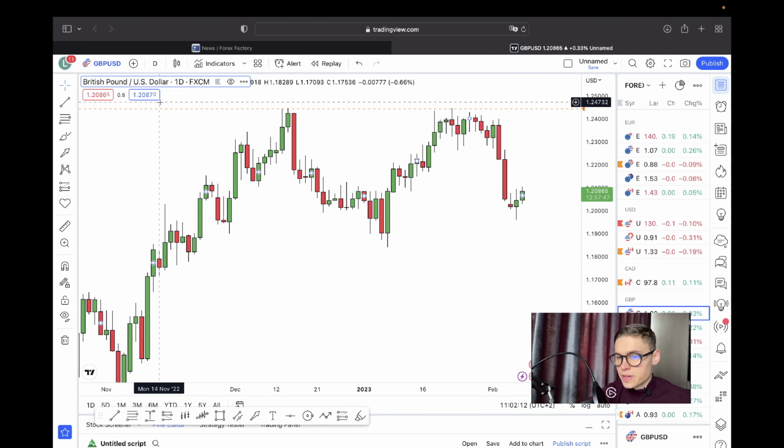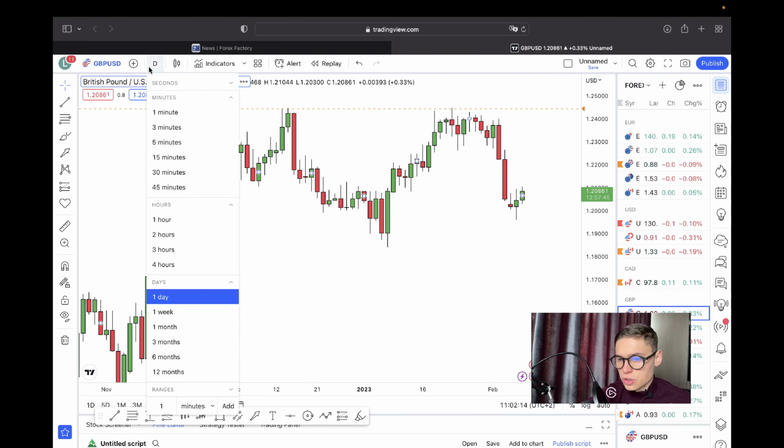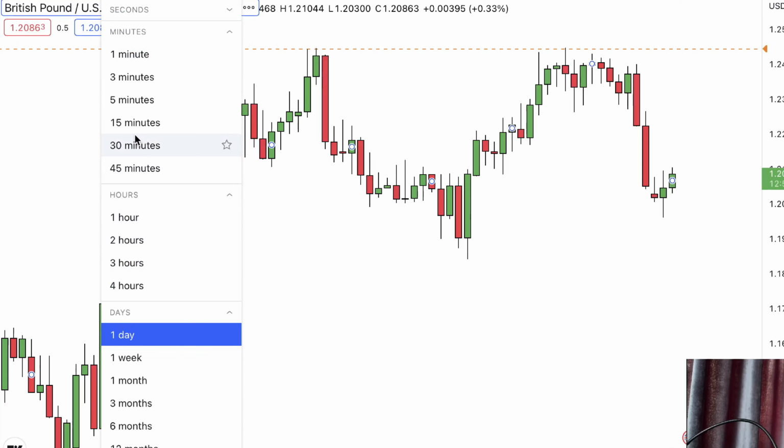So the first thing that you need to do is go to your time frames, and here you can see that we have a lot of different time frames. We have 15-minute time frames, we have 45-minute time frames, then we have 1 hour, 2 hour, 4 hour time frames, and then we scale even bigger. We have a daily, weekly, and even monthly time frames.